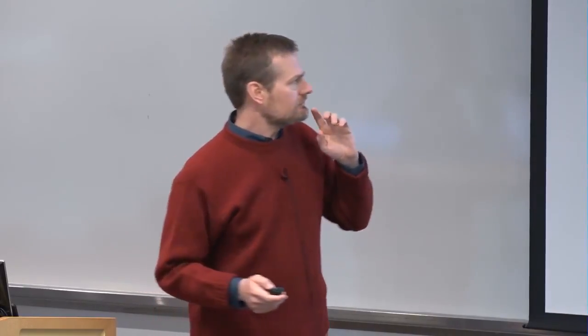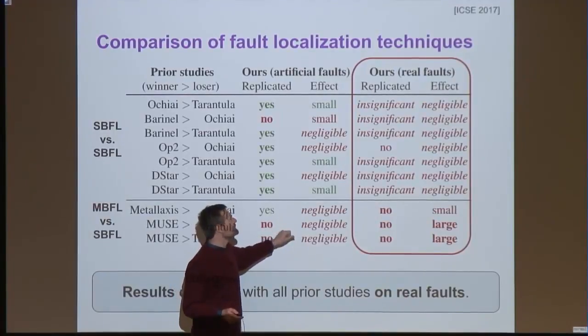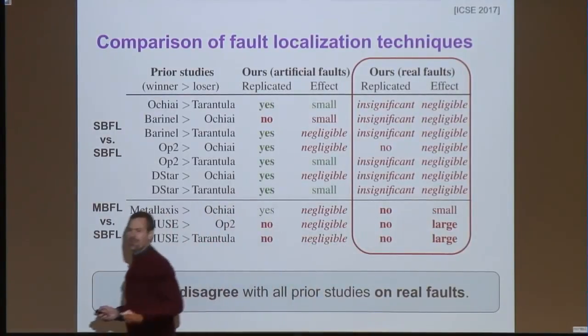So in other words, you can argue with the methodology of previous results, but what we know is that definitely how fault localization techniques behave on artificial faults is not the same as the way they behave on real faults.